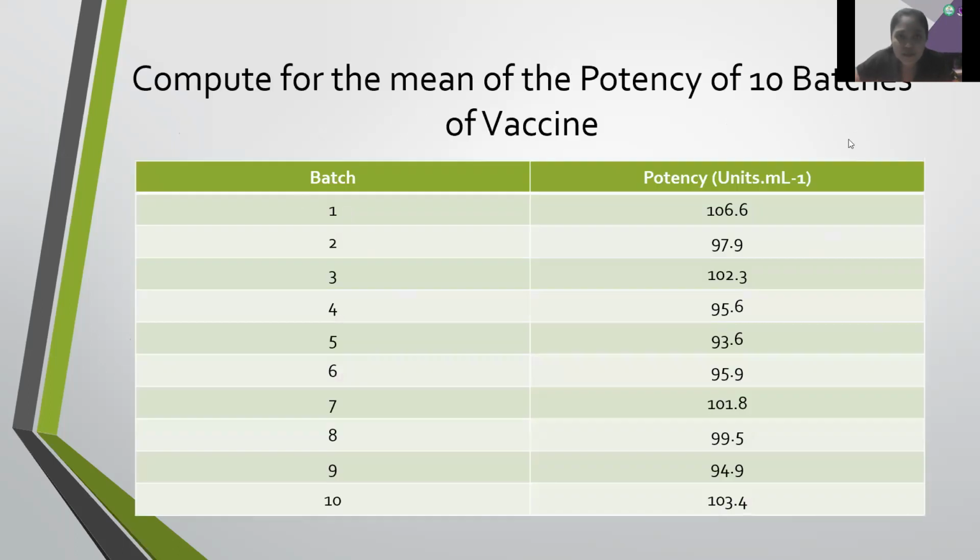Just like this one, if we are going to compute the potency of 10 batches of vaccine, what we are going to do is just add everything and get the mean by dividing it by 10 because we have 10 batches here. So it's okay even if you don't have JASP, you can do this manually. What's confusing is when there are too many. 10 is okay, you just add and divide by 10. But if your respondents reach 300, it becomes very difficult to get the mean, class.